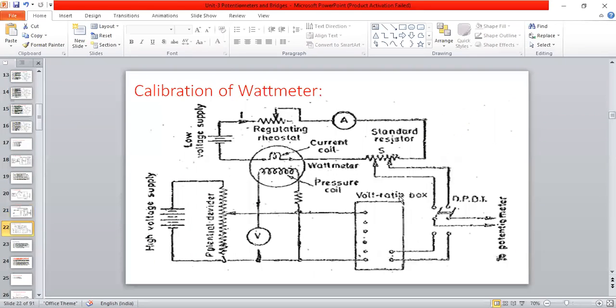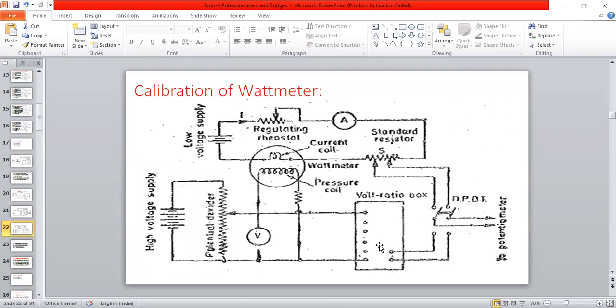It is a complicated circuit. The same thing only, in the form of a circuit, we have added here now. See here, low voltage supply, high voltage supply you have considered here now. And this is a voltage box, and this is DPDT only, double pole double throw, here now. So here the ammeter they have clearly mentioned.